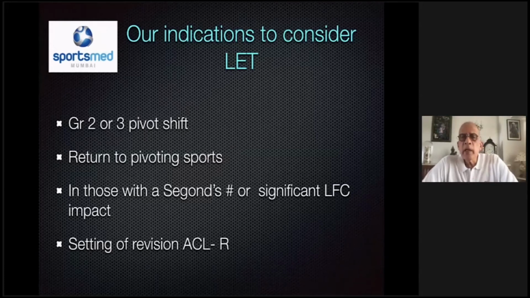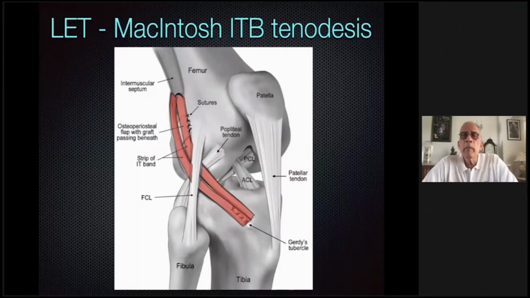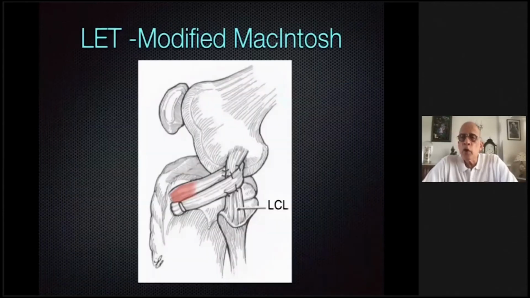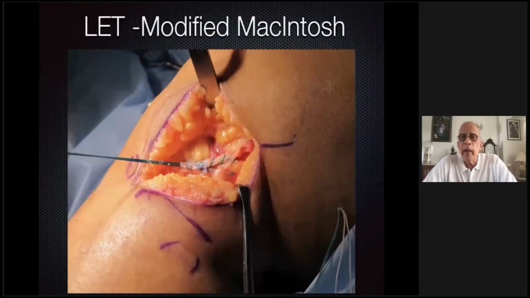We initially started with the classical Macintosh procedure, where the IT band was routed through the intermuscular septum, but we found that the exposure required for this was quite extensive, and therefore we shifted to the modified Macintosh, where you took an IT band strip and passed it under the LCL. This was a soft tissue restraint which did not constrain the lateral compartment excessively, and this is what we use when patients have grade 1 pivot or maybe a grade 2 pivot and low demand individuals. So this is how the Macintosh is done.